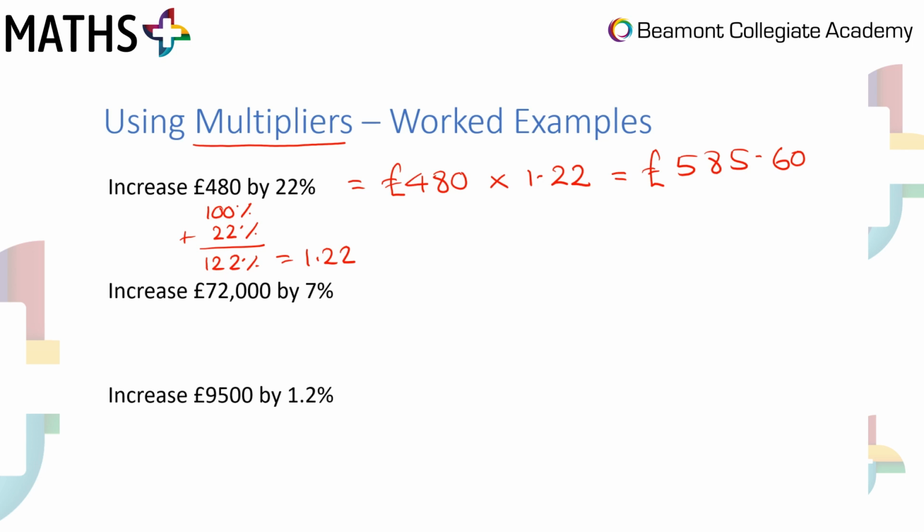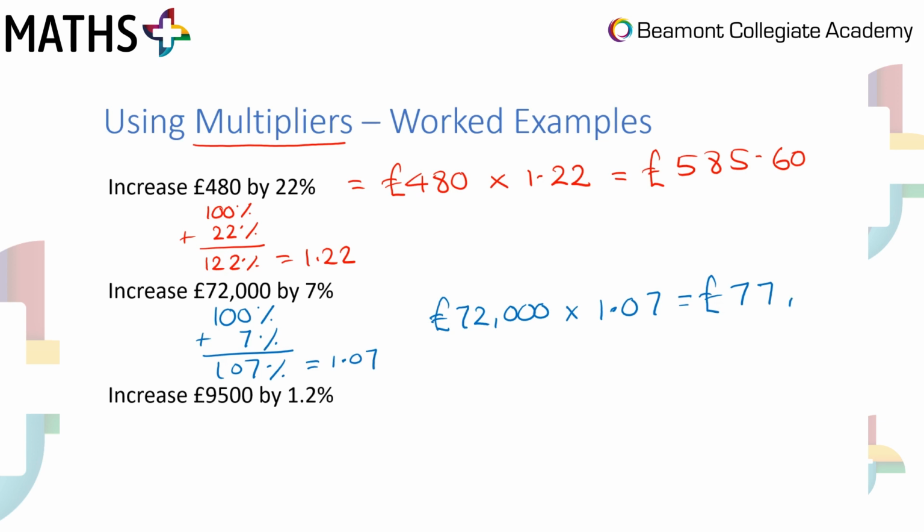Question 2 then. So this time we're increasing only by 7%. Again, if you start with 100% and you increase by 7%, that means that you're now left with 107%. So here my multiplier would be 1.07. So the calculation would be 72,000 times 1.07, which is £77,040.